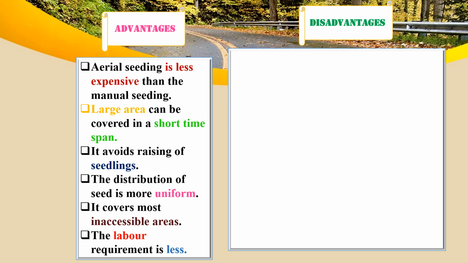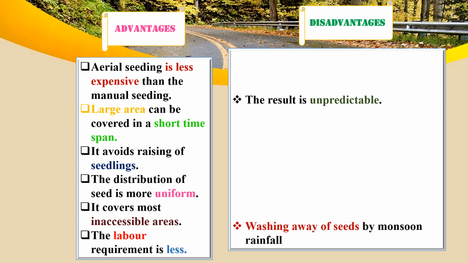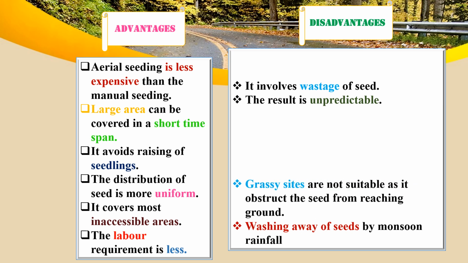Now we discuss the disadvantages of aerial seeding. As the seeds are sprayed in air, there is no guarantee for the yield. There is a risk the seeds get washed away by rain, which also leads to wastage of seeds. As the seeds are not planted in soil, as in the traditional method, the grassy sides can obstruct the seed from reaching the ground.